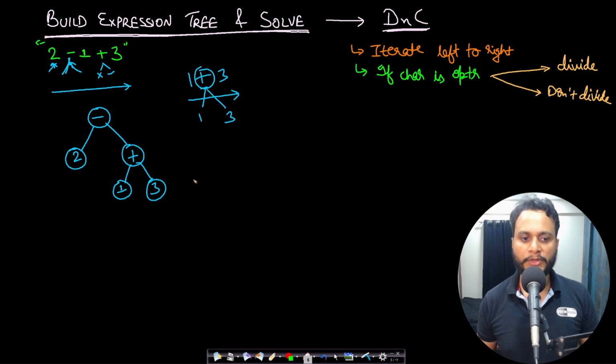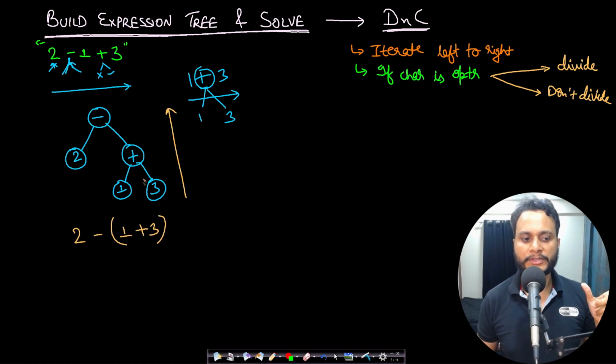If you try to calculate it, it will be calculated bottom up, and this is equivalent to 2 minus 1 plus 3, but then 1 plus 3 will be calculated first because this is at a lower level, and the answer will be 2 minus 4, which is minus 2. So this is what is calculated here.